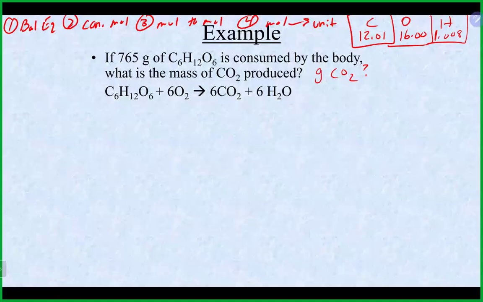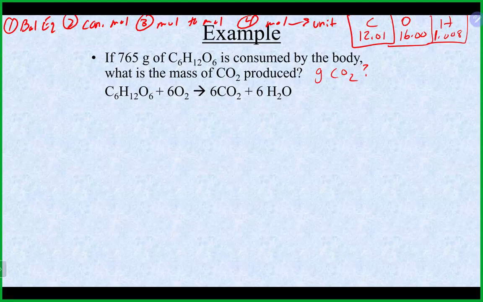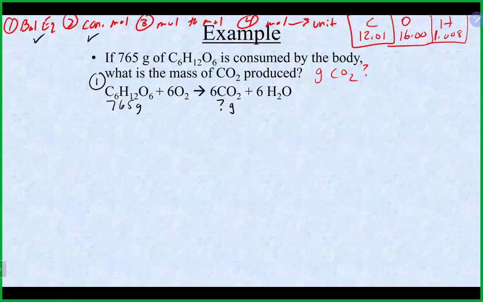Okay, so let's take a look, see how you're doing. So again, we're going to always try and follow the same 4 steps when you have just a basic stoichiometry problem. And here we're given 765 grams of our C6H12O6. We're looking for how many grams of CO2. So the first step is a balanced equation, which looks like it is balanced, so that's good. The second step is convert to moles. So we do need to do that step, as obviously the only number given to us is in grams.